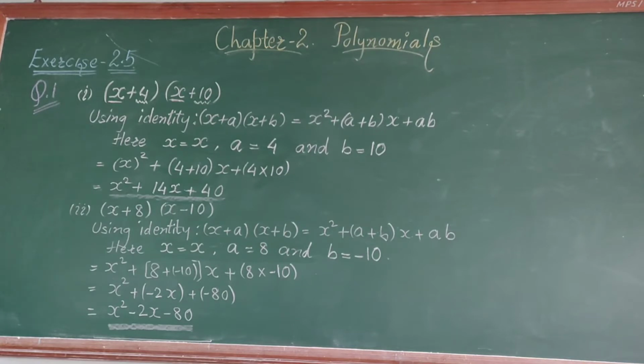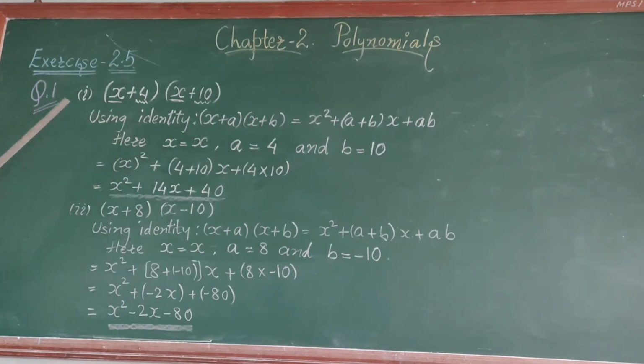You can see that the first term of both the binomials is the same. That is, the first term in the first binomial is x, and similarly the first term in the second binomial is also x. Then we compare the second term. The second term of the first binomial is 4 and the second term of the second binomial is 10. That is different. So when the first term is same and the second term is different, we use identity 4, that is, (x + a)(x + b) = x² + (a + b)x + ab.